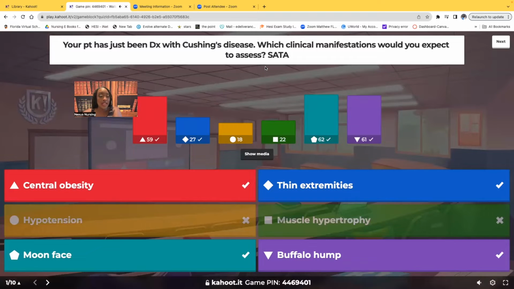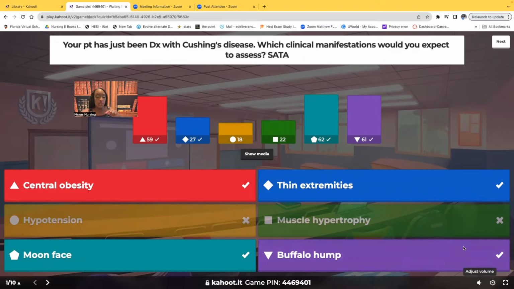Okay, so the correct answers are central obesity. You'll see a large abdominal girth around the abdominal area, right? They'll have central obesity, but even though their trunk is very large, you'll notice that the arms and legs are thin. They'll have thin extremities. They'll have a moon face where the face looks very swollen, very large, and a buffalo hump, that hump on the back of their neck.